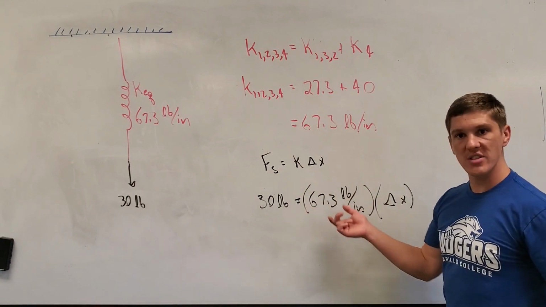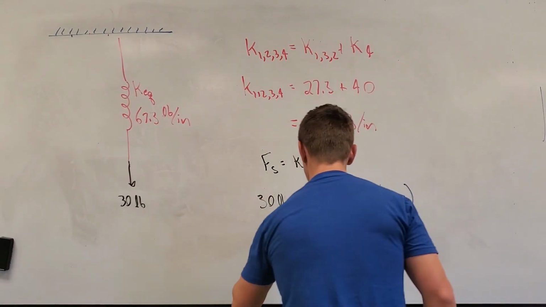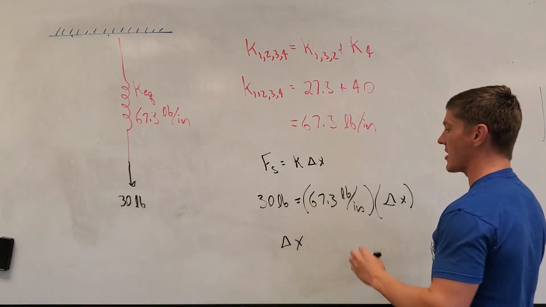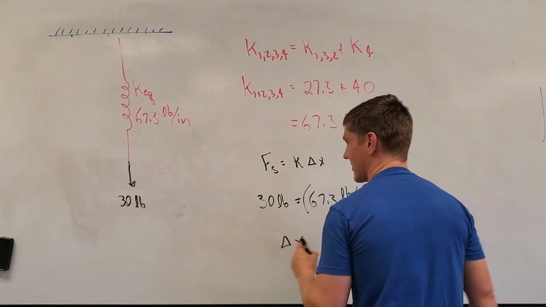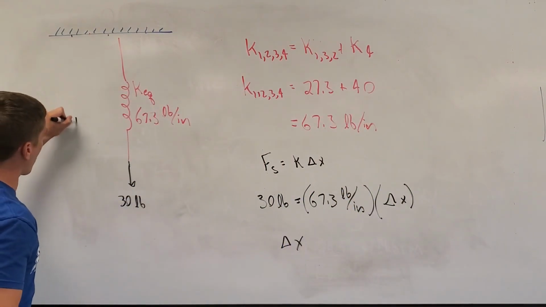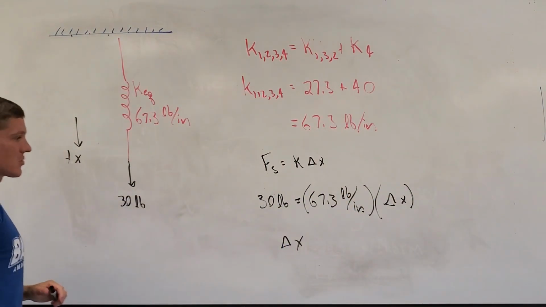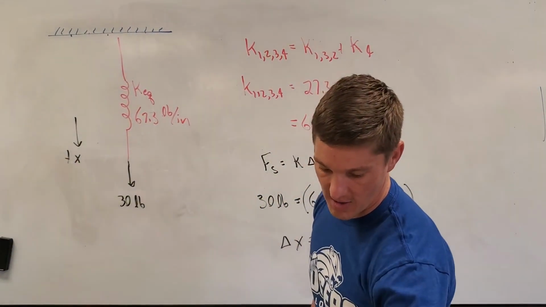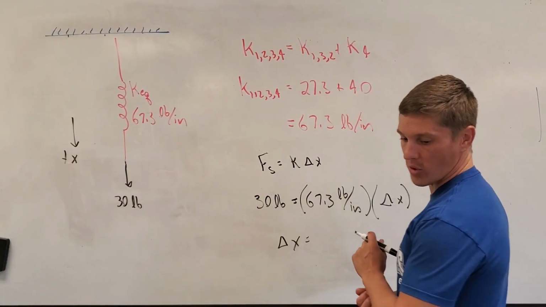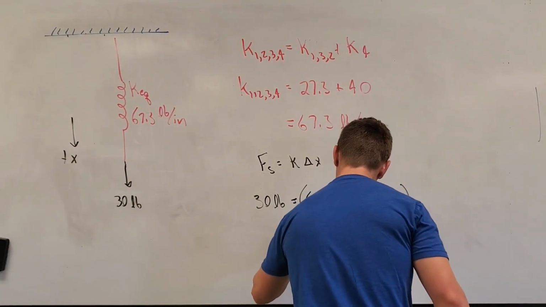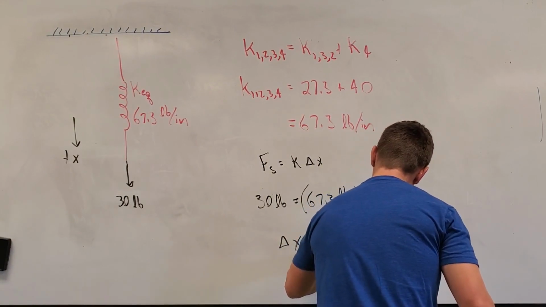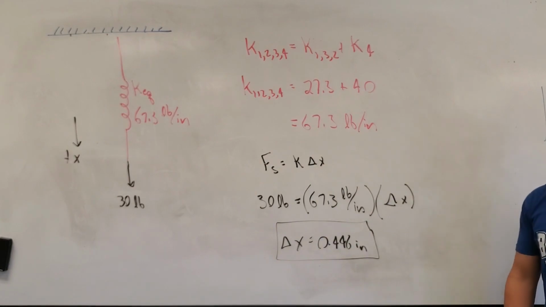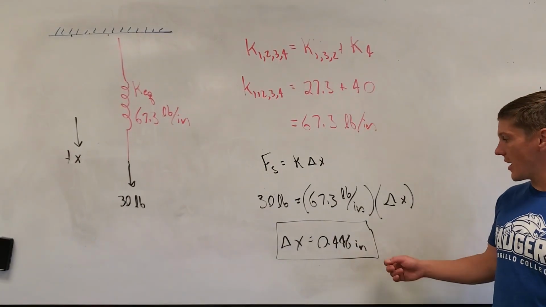And then we're going to have some change in X that we don't know. So we divide both sides by 67.3, and we get some change in X or some change in Y, whatever you want to define your axes to be. I'm calling it X in this case. So in this case, I'm defining my positive X direction to be this way. My delta X is going to be 0.446 inches.